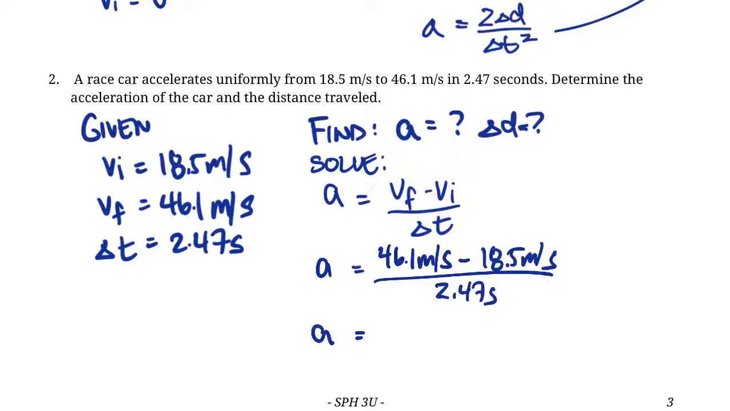So our acceleration comes out to, with three significant figures, 11.2 meters per second squared. If we look at our units here, we essentially have meters per second. The top is just going to be meters per second, right? Because we're subtracting two meters per second, divided by seconds. So that's just meters per second, or meters per second squared. So that is our acceleration. Not too bad. Now let's find our delta d.